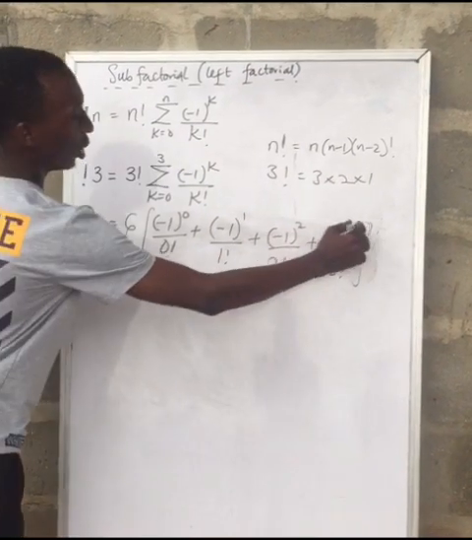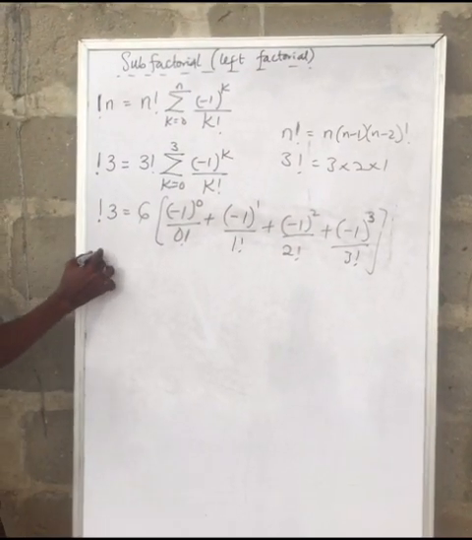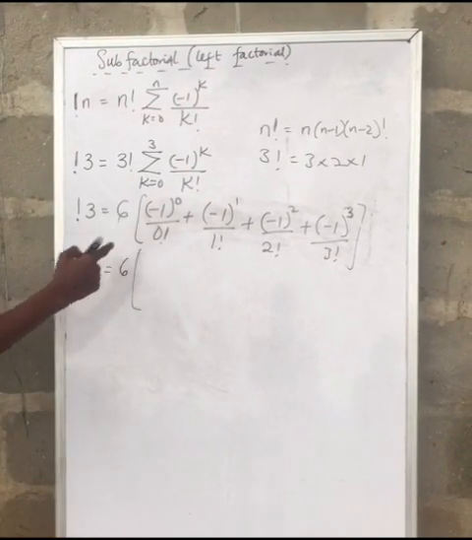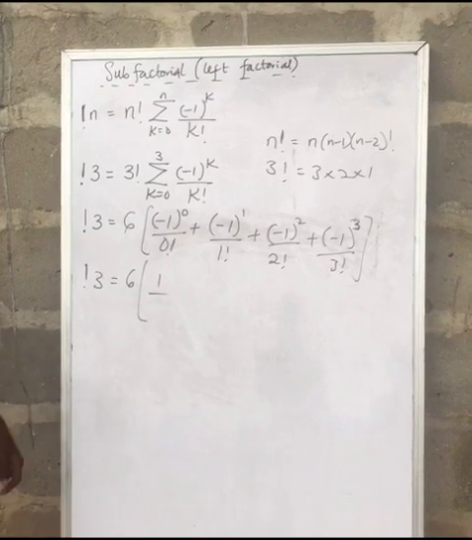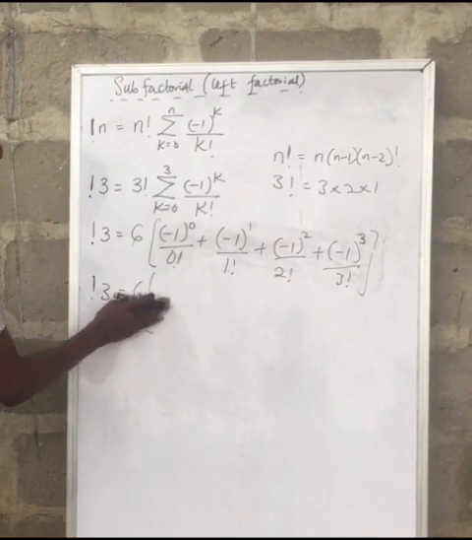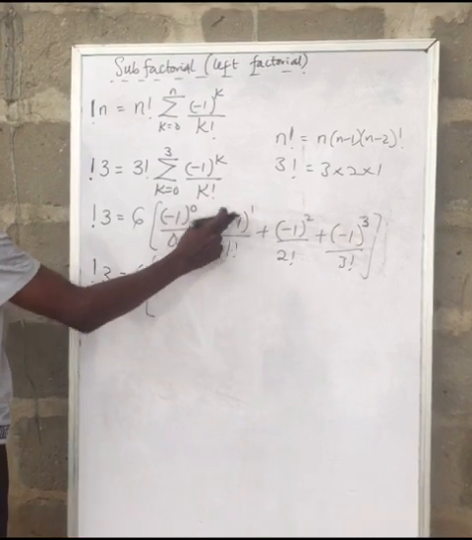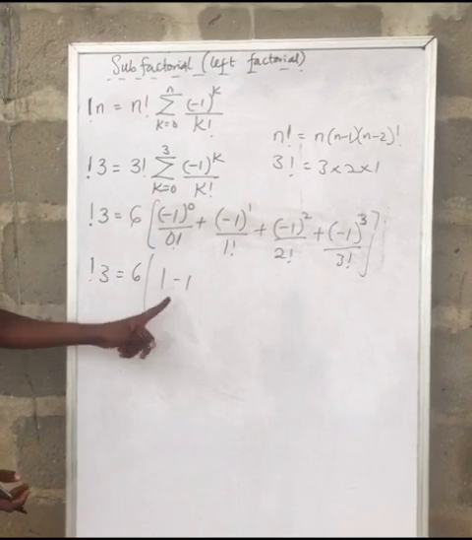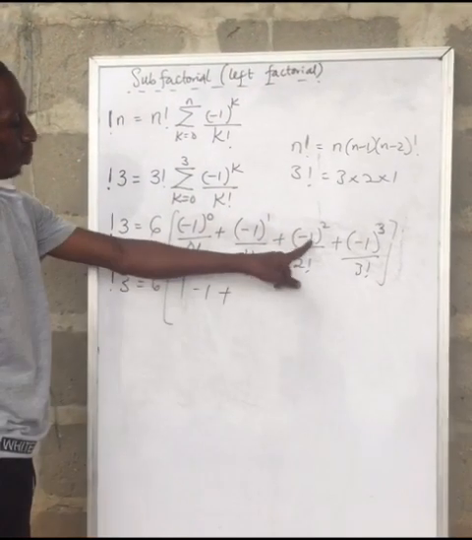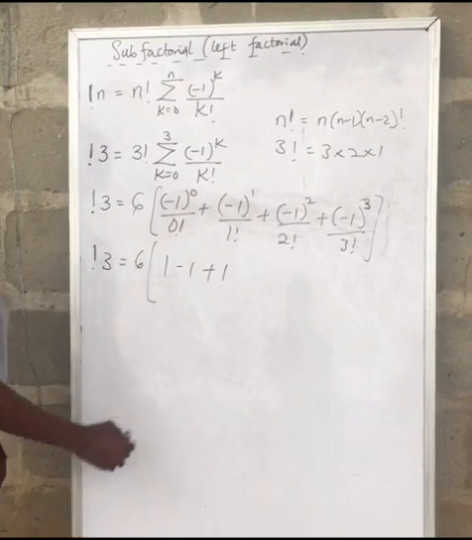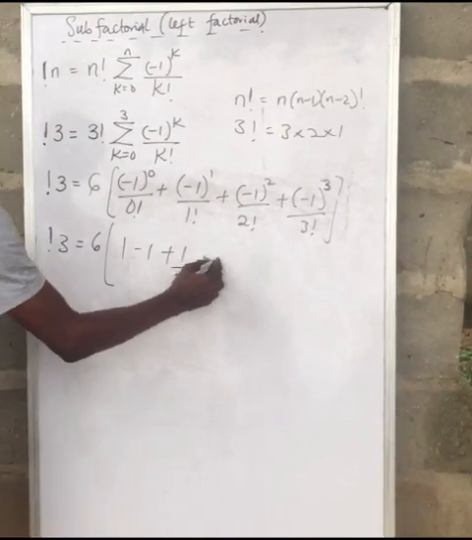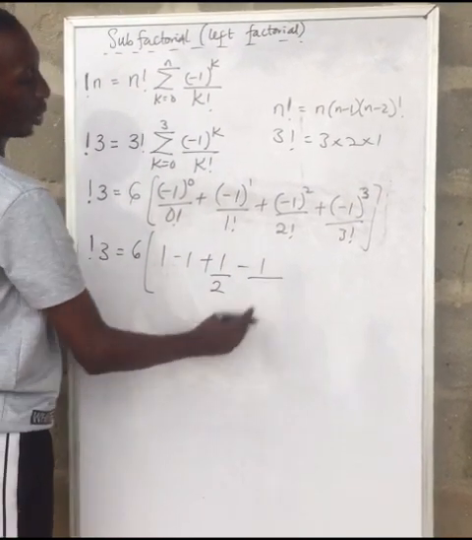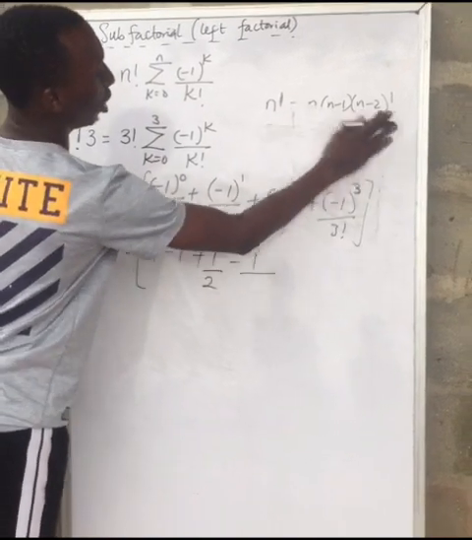So from here now, what next do we need to do? We have the subfactorial of 3 becomes 6 open bracket. Now remember that (-1)^0 is 1, over 0 factorial, which is as well 1. So 1 over 1 is 1. Then (-1)^1 is still minus 1, 1 factorial is 1, minus 1 divided by 1 is still minus 1. Plus (-1)^2 is 1, then 2 factorial is 2. Plus (-1)^3 is minus 1 over 3 factorial, that's 6.